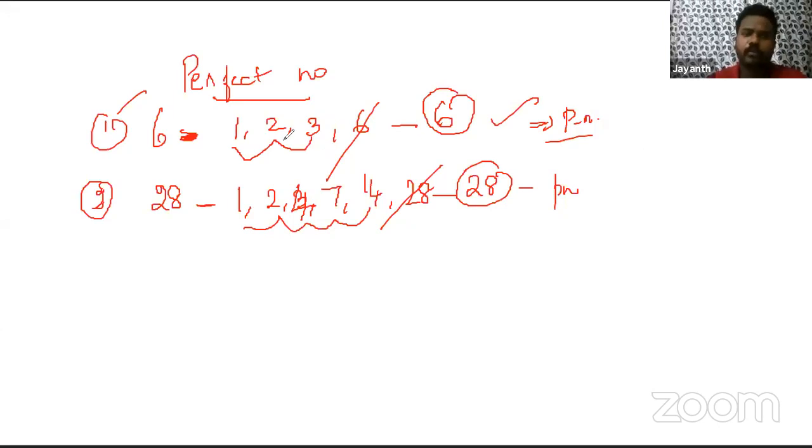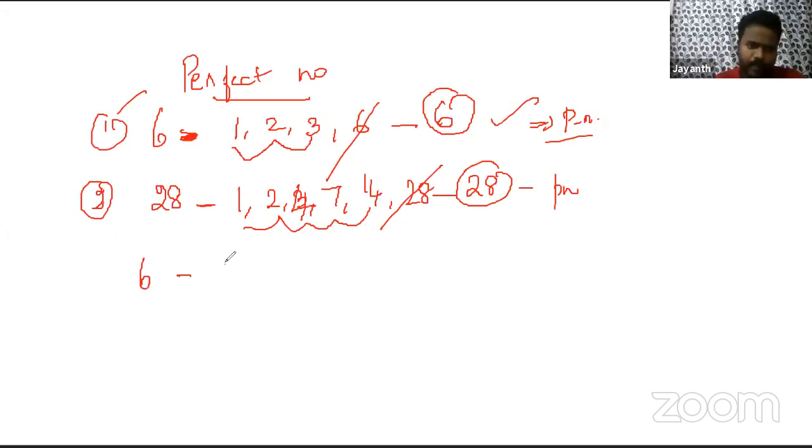So the first perfect number is 6, the second perfect number is 28. Now I'm going to tell you how, when any number is given, to check whether it is a perfect number or not. I said already 6 is a perfect number. By using the sum of factors formula, you can easily find whether it's a perfect number or not.